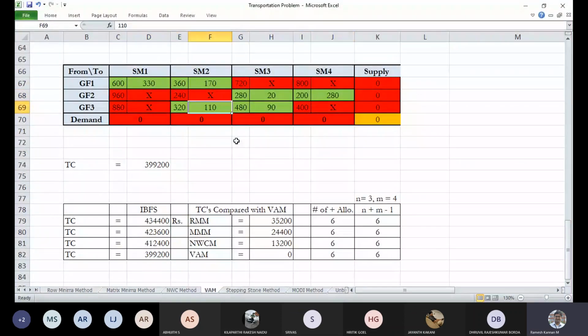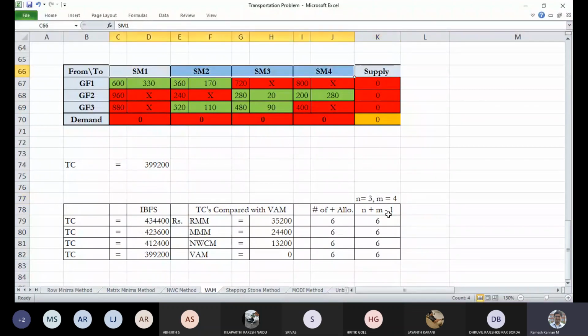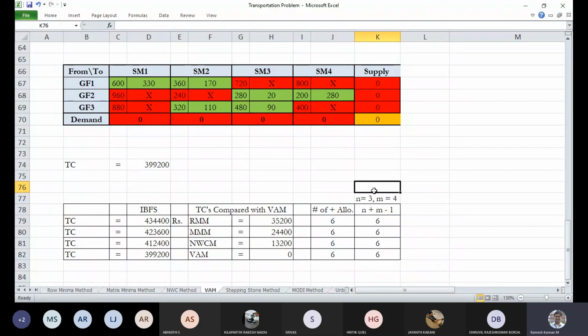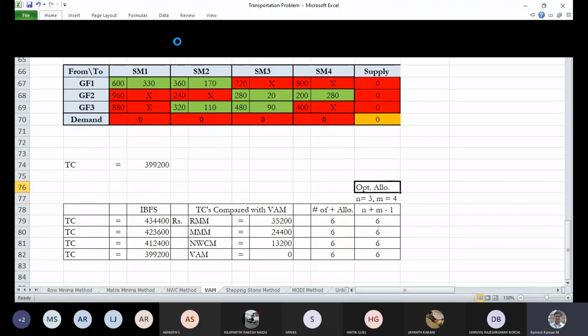So there is a check, actually a formula. It's called n plus m minus 1. n is the number of sources, which is 3 in this case, and m is the number of destinations, which is 4 here. So 3 plus 4 is 7, minus 1, that is 6. This is called the optimal allocation. In this case, luckily, we have all the allocations optimally allocated, not the value but the allocation.